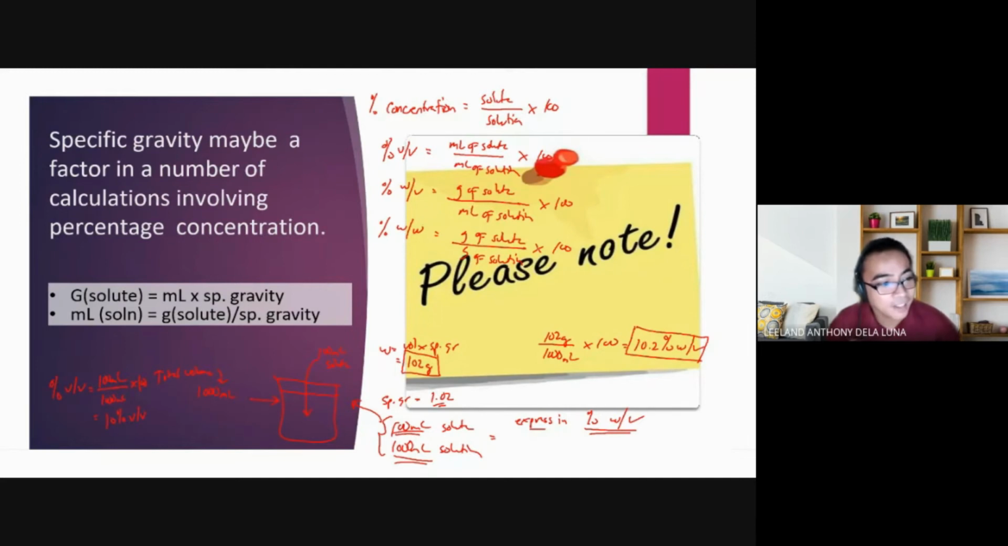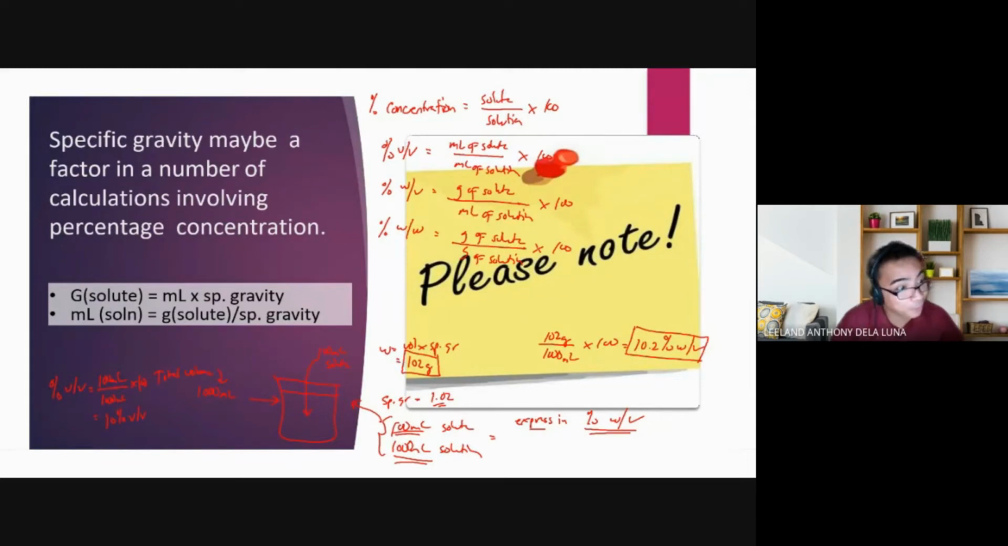Okay, so ganun siya. So halimbawa, kung ang binigay sa aking problem is naka volume per volume, gustong pagawa sa akin na weight per volume, pwede basta may specific gravity ako. Okay, provided I have specific gravity. Right? Okay.